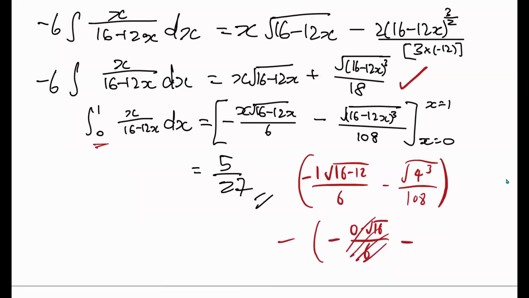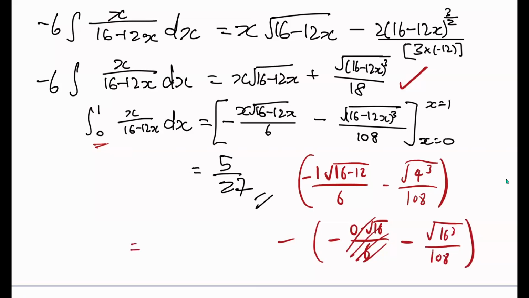Then minus away, sub in the 0. Square root of 16 minus 12 times 0, which is 0. 16 minus 0 is 16. Power 3, take a square root over 108. Okay, good. Let's see if this simplifies to 5 over 27.